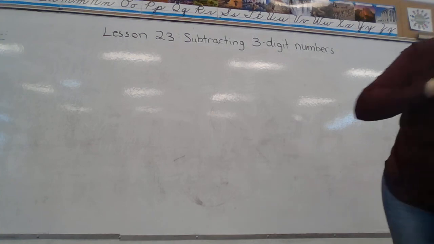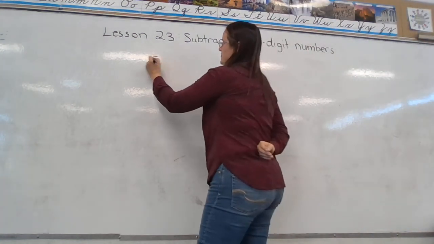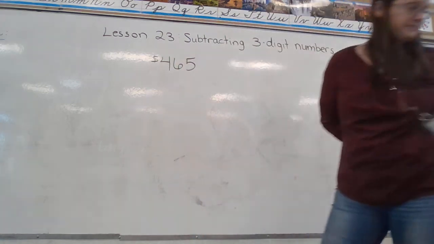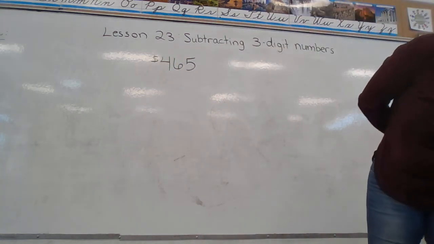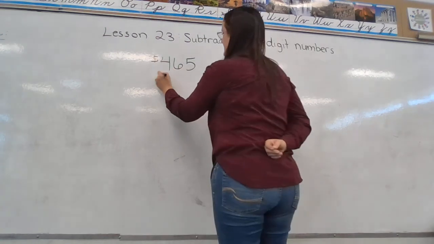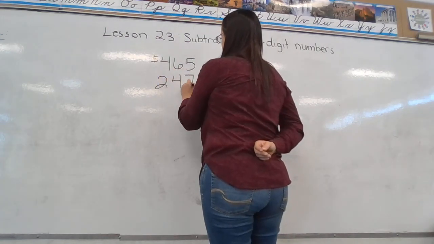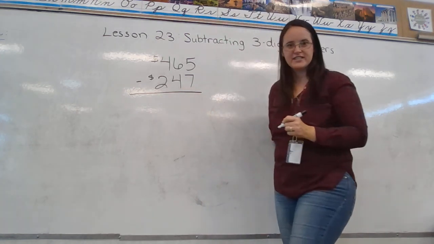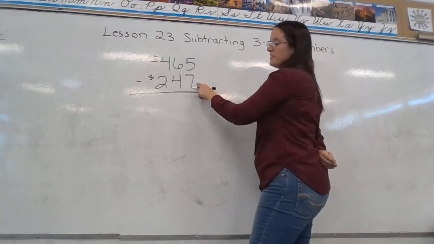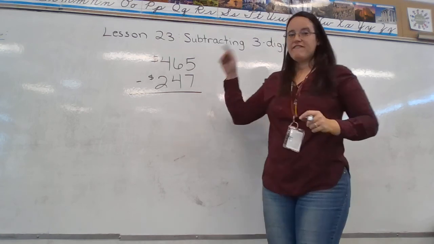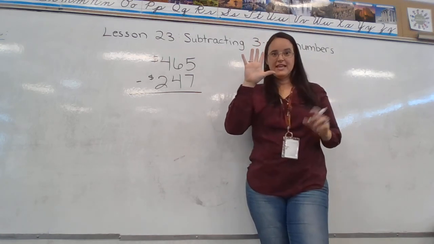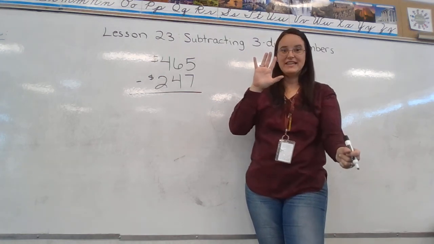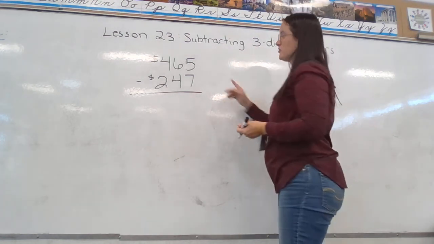All right, here Mrs. Jones has $465. And she paid $247 to buy a new microwave. How much money does she have left? Okay, so we start with our ones. If I have 5 $1 bills, can I give you 7? No, I don't have enough, so we're going to have to make a trade.